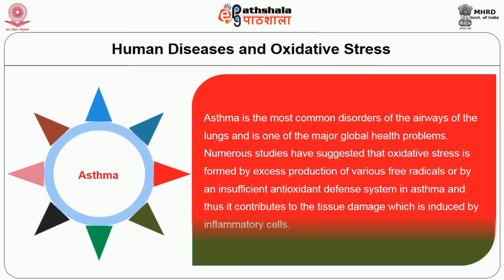And another disease which is related with the free radical problem is asthma. Asthma is one of the most common disorders in the airways of the lungs, and it is one of the major global health problems. Numerous studies have suggested that oxidative stress is formed by excess production of various free radicals or by an insufficient antioxidant defense system in asthma, and thus it contributes to the tissue damage which is induced by inflammatory cells.